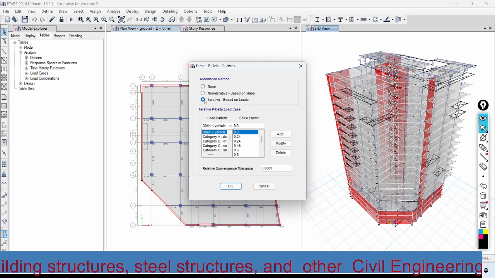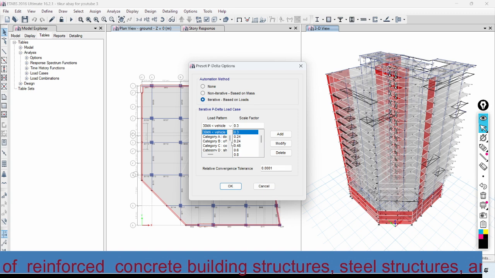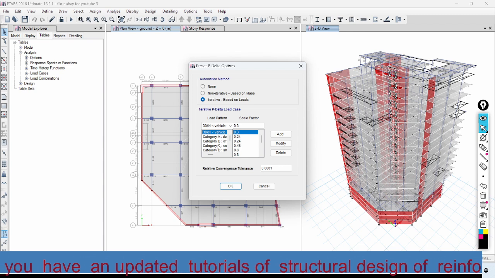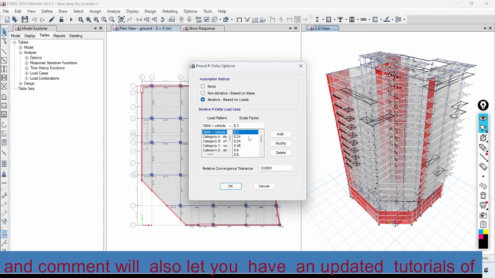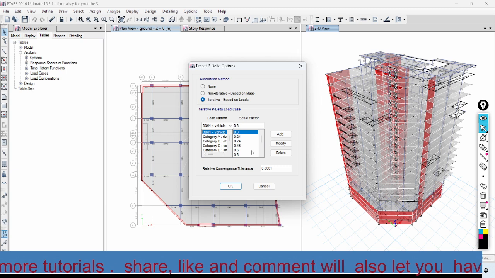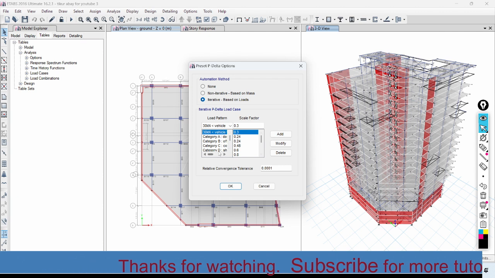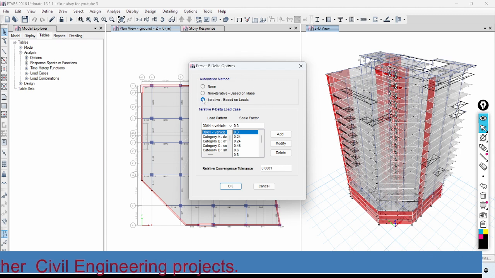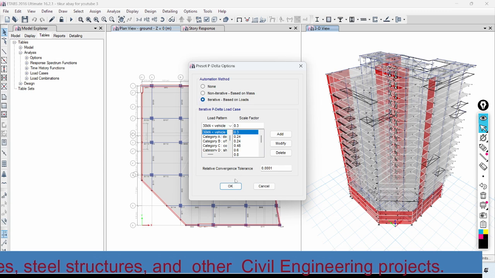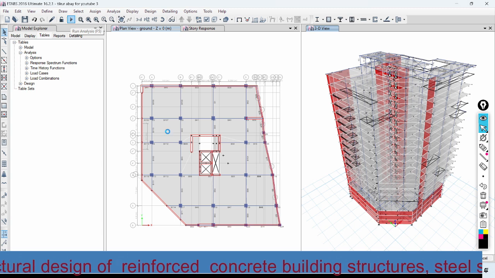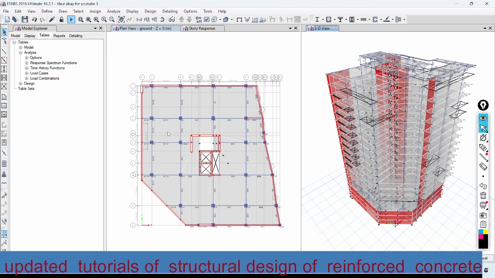So I need to select this one, iterative based on loads. I have already put the service seismic and gravity loads which were considered during the calculation of the mass source. So in order to consider the P delta effect, just simply select this one. Click OK. Run the analysis. Now ETABS is considering the effect of P delta.